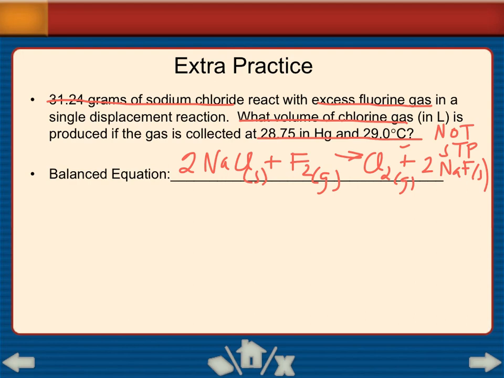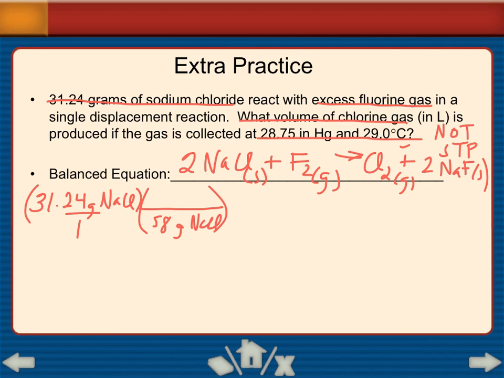So we're starting with sodium chloride. It's the limiting reactant. The fluorine is in excess. And so we need to convert 31.24 grams of sodium chloride into moles. So we'll start with that. 31.24 grams of NaCl. I have to look up the molar mass or calculate it, the molar mass of sodium chloride, which is 58 grams of NaCl per mole.